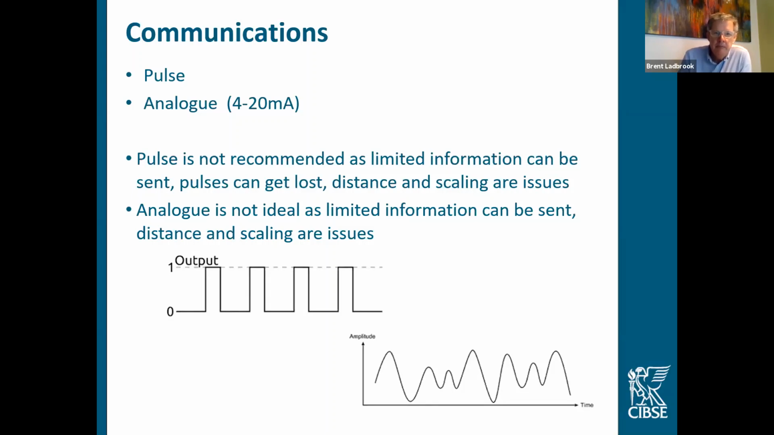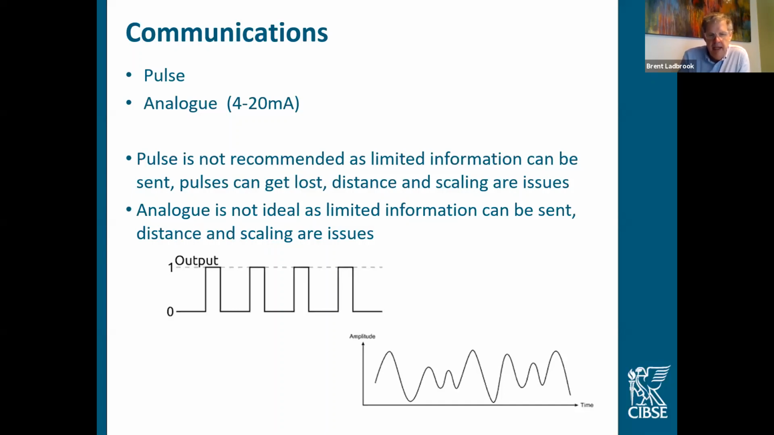If the pulse goes missing, you've got no idea whether it's gone missing or not. So you might send 100 pulses, your BMS or EMS might receive 95. 5 of them have gone forever, and you never catch those up, and you have no idea that they've gone missing.